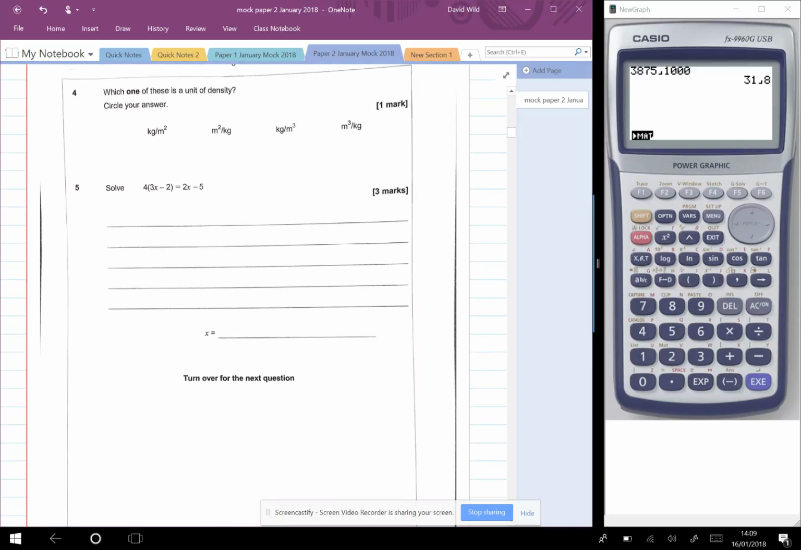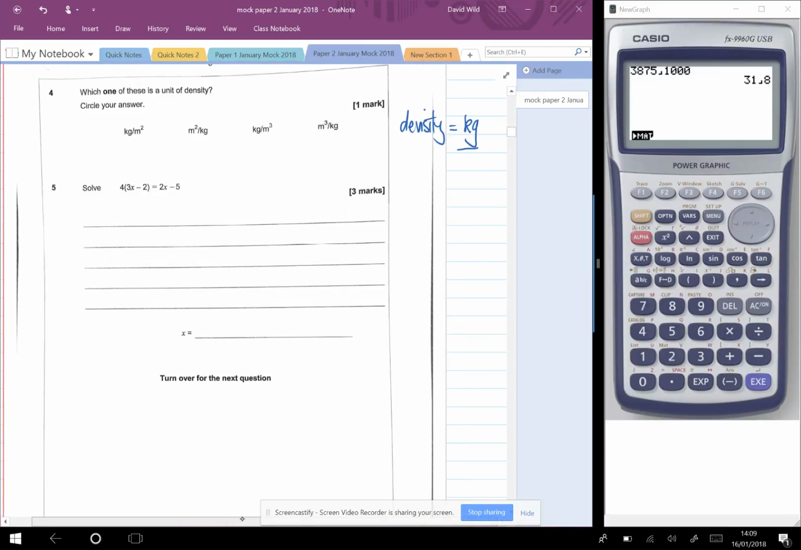Question 4. Which one of these is a unit of density? So what is density? You need to remember that. Density is the amount of stuff that you have, in other words, how many kilograms, if you like, or its mass, divided by its volume. Okay, so you can remember mass divided by volume. So what are the units of mass divided by volume? Well, mass is usually kilograms, and volume is meters cubed. So kilograms per meter cubed. There it is, right there.